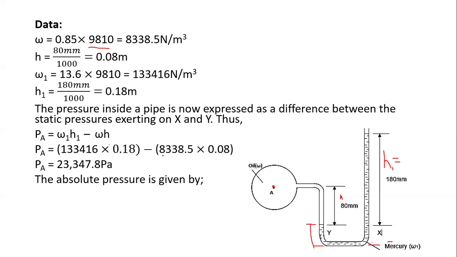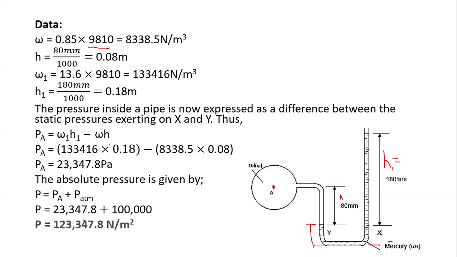The question was asking for the absolute pressure. To get the absolute pressure, we said you have to add the atmospheric pressure. So the absolute pressure is the gauge pressure plus the atmospheric pressure. The value we've just found is our gauge pressure. So we said the atmospheric pressure is 100,000. So we add to this, and therefore our final answer is 123,347.8 pascals.